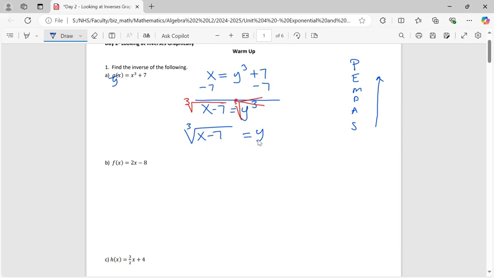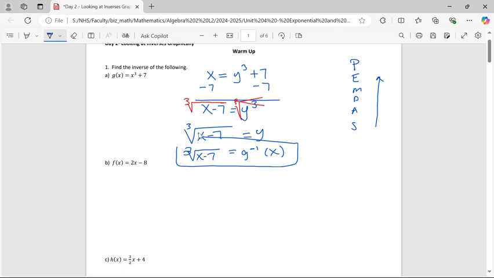Then to finish up, we need to write that this is the inverse. So we have to use the inverse notation. This started with g, so I'm going to say g inverse of x. All right, thank goodness I was able to do that before it shut off. Okay, now I'm just going to go ahead and do the other ones and then check your answers.